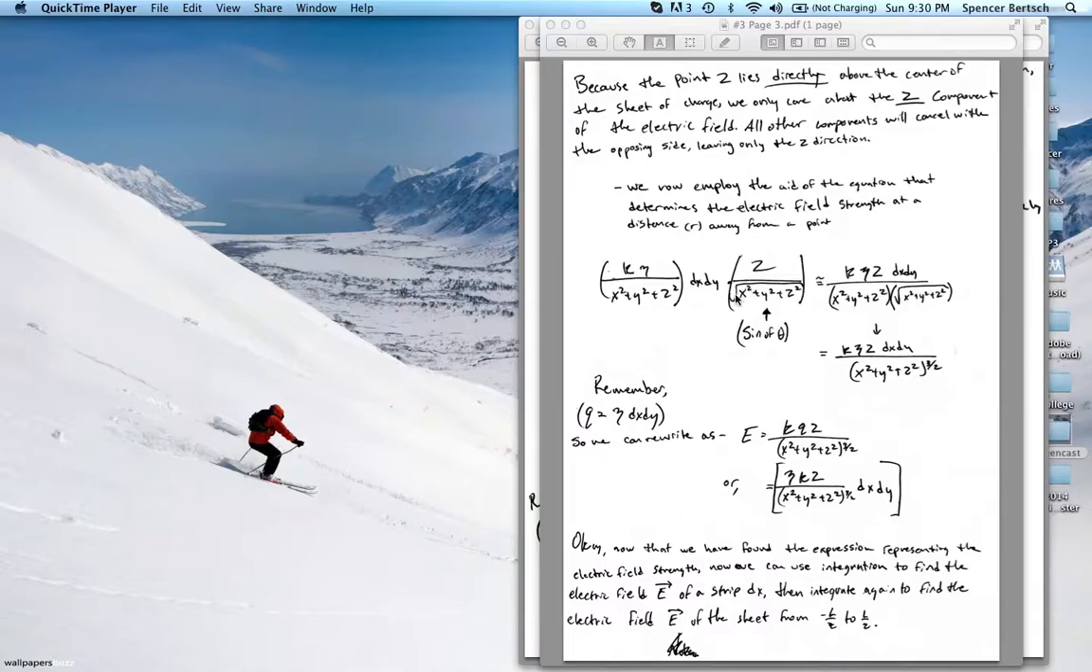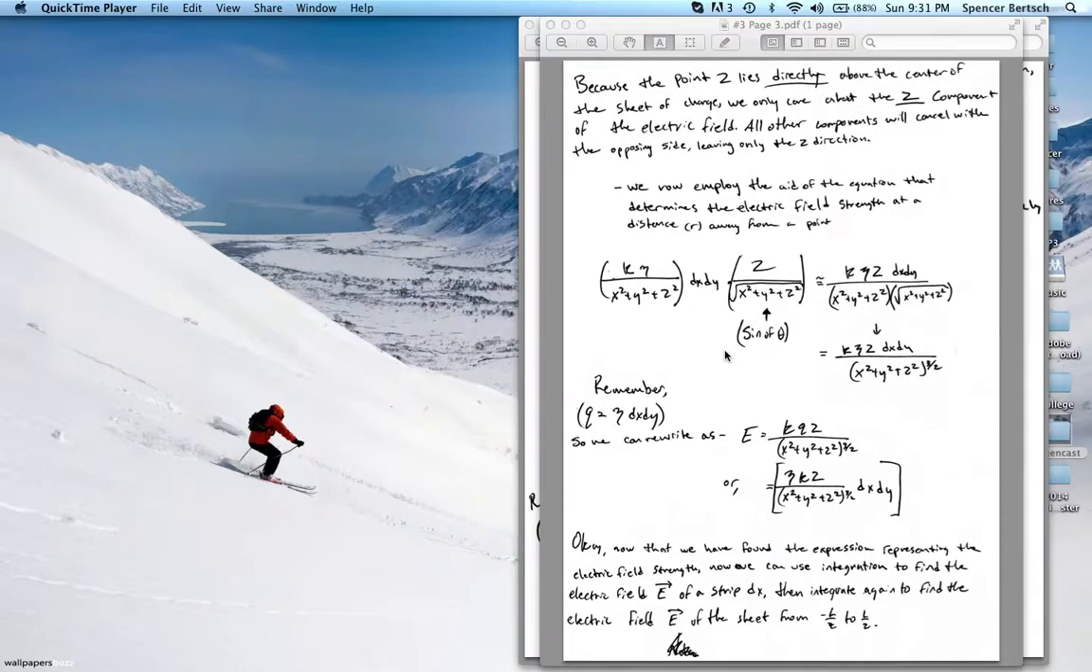z times square root x squared plus y squared plus z squared, and eventually you get k eta z dx dy. You can actually pull out the dx dy, but I didn't here. Over x squared plus y squared plus z squared multiplied by the square root x squared plus y squared plus z squared, and you know from math that this is just this value to the 3/2.